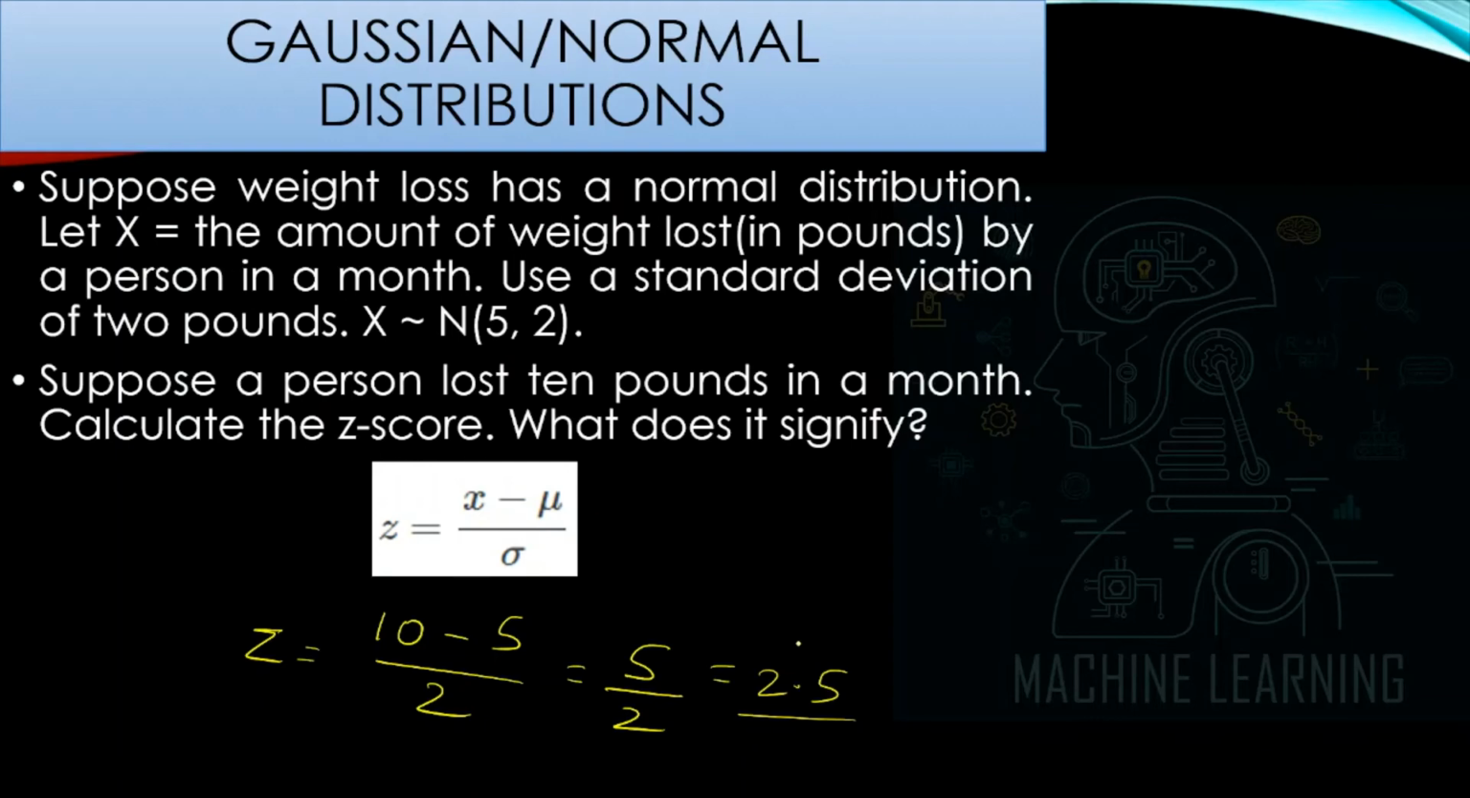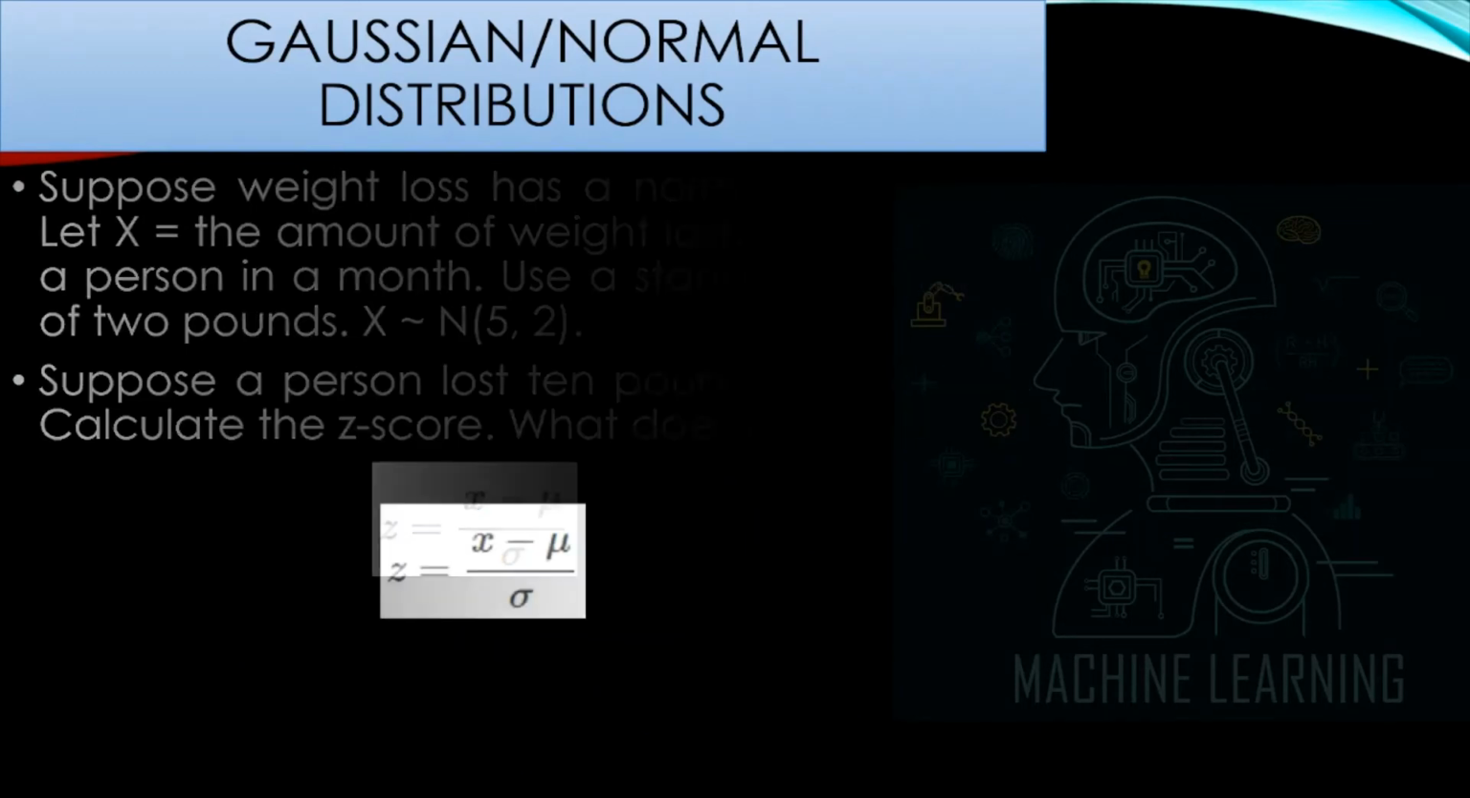And what does that signify? First of all, this z-score is positive. A positive z-score signifies that our value lies on the right side of the mean. It is 2.5 standard deviations to the right of the mean value, which is 5. So that's what it signifies.